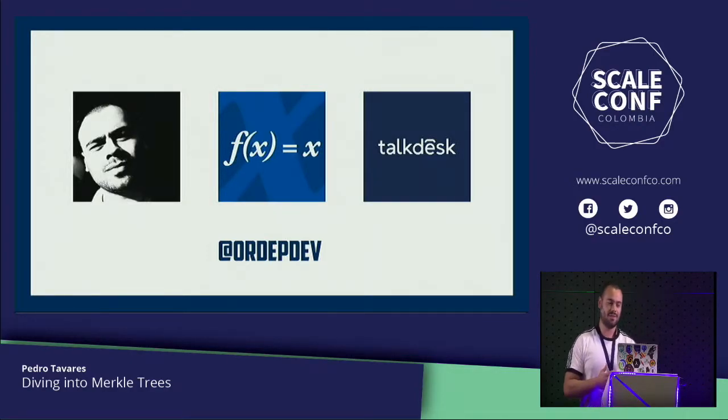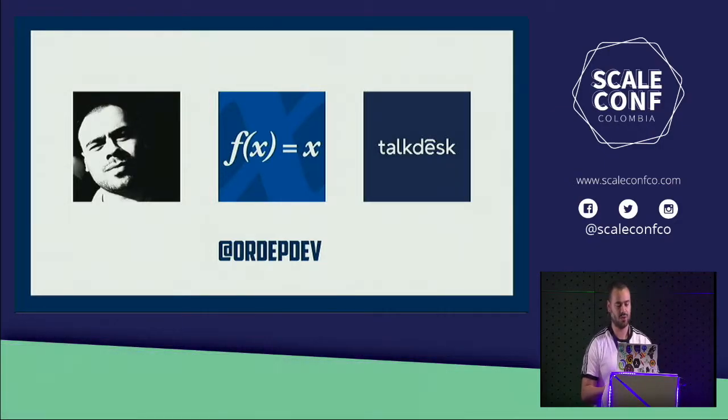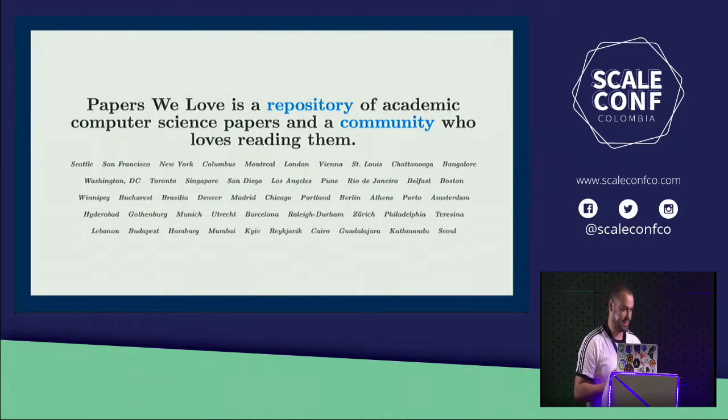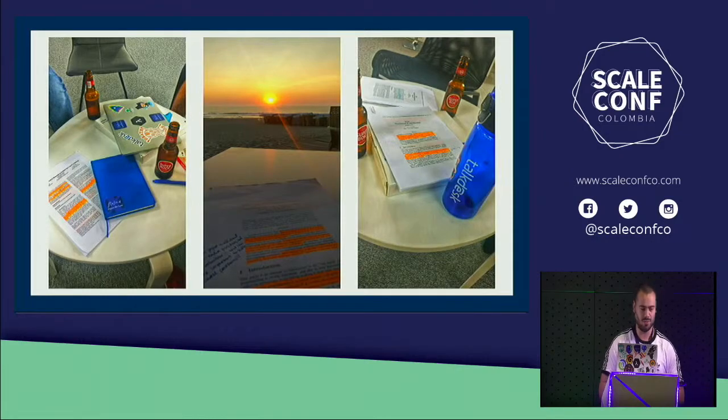And the cool thing is that I run a meetup in Porto, in Portugal, called Papers We Love. For those who don't know, Papers We Love is a repository of academic computer science papers, and we build a full community who loves reading computer science papers. As you can see, there are lots of chapters around the world, and we have one in Porto. We read papers monthly, and at my company, we read them every two weeks.